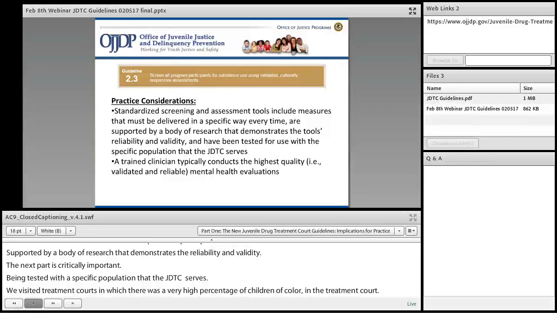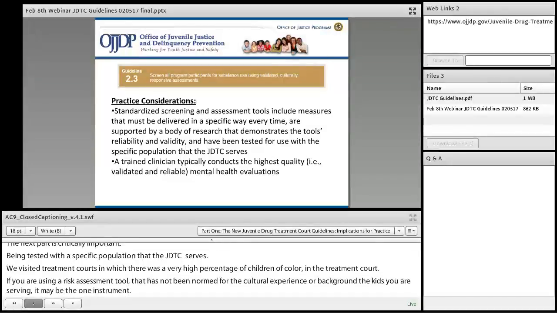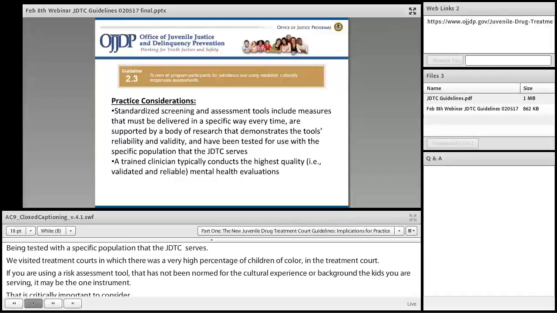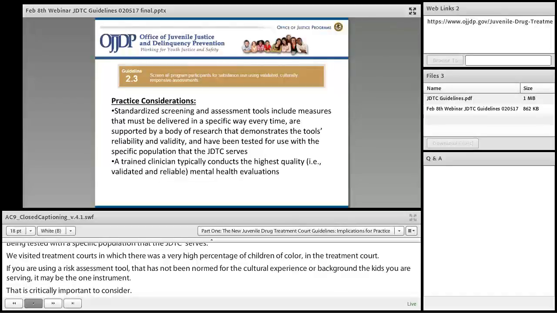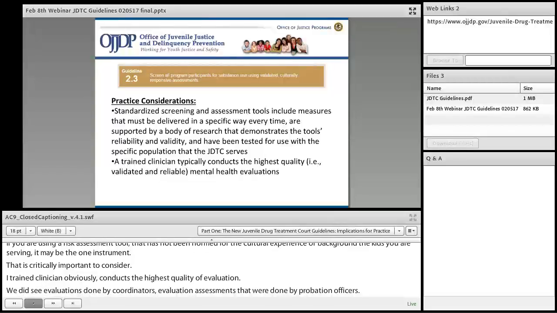to consider. And a trained clinician obviously conducts the highest quality evaluations. We did see evaluations that were done by coordinators, assessments that were done by probation officers, and the guidelines really recommend that those be done by a trained clinician.